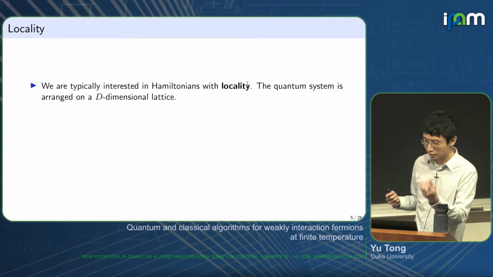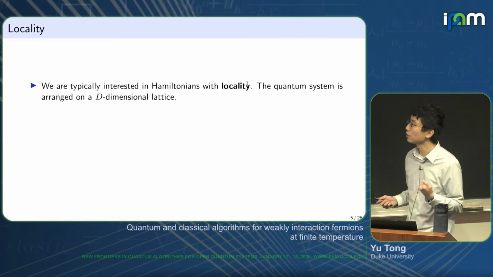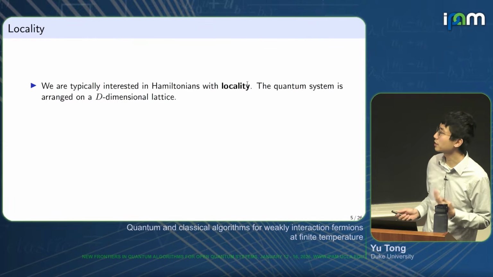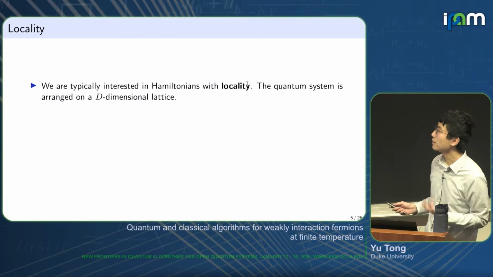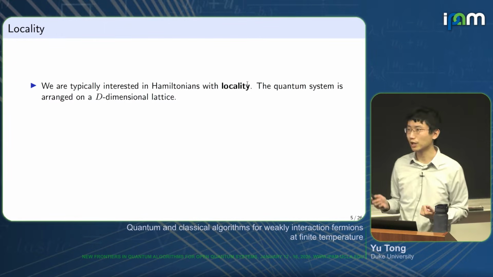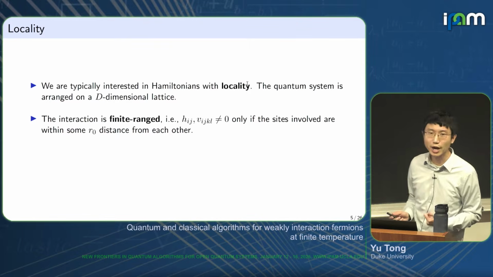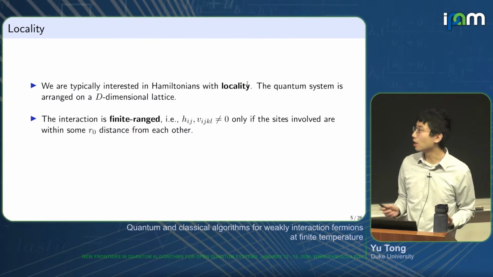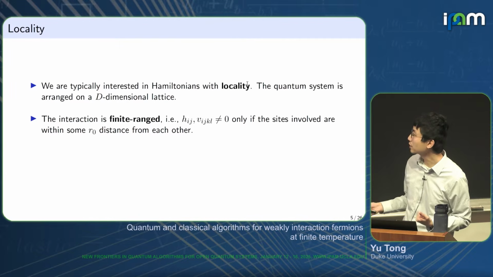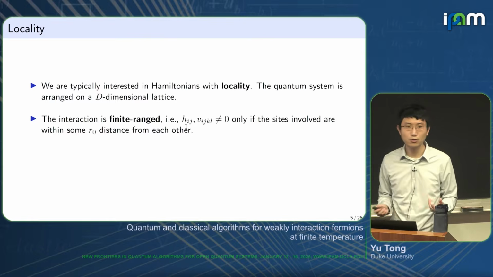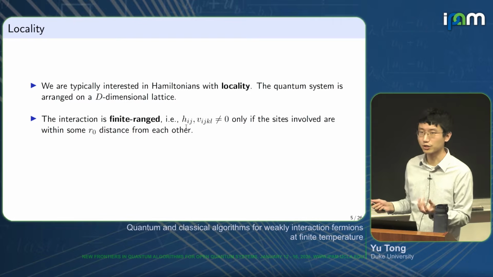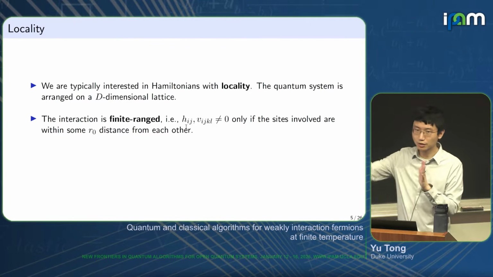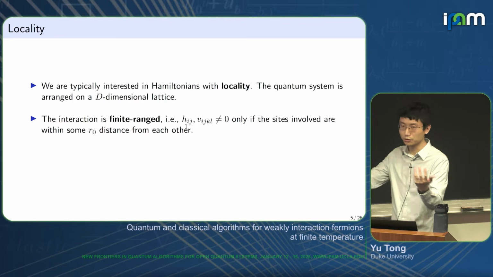Considering this Fermi-Hubbard model, we care about locality. We typically are interested in Hamiltonians that are local. By this, I mean your quantum system is arranged on a d-dimensional lattice, and your interaction is finite range, by which I mean, if you look at the Hamiltonian coefficients, for example this Hij, then it's going to be non-zero only if the sites involved are within some R0 distance from each other. Which means beyond a certain distance, things don't talk to each other.